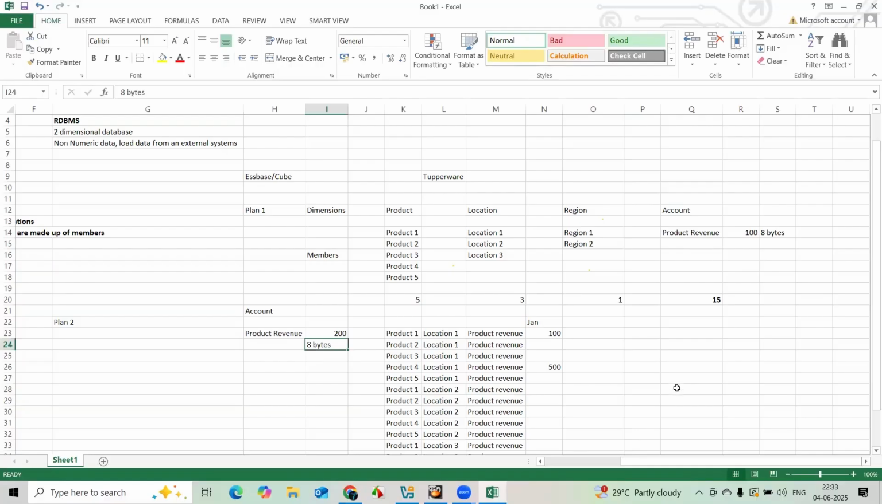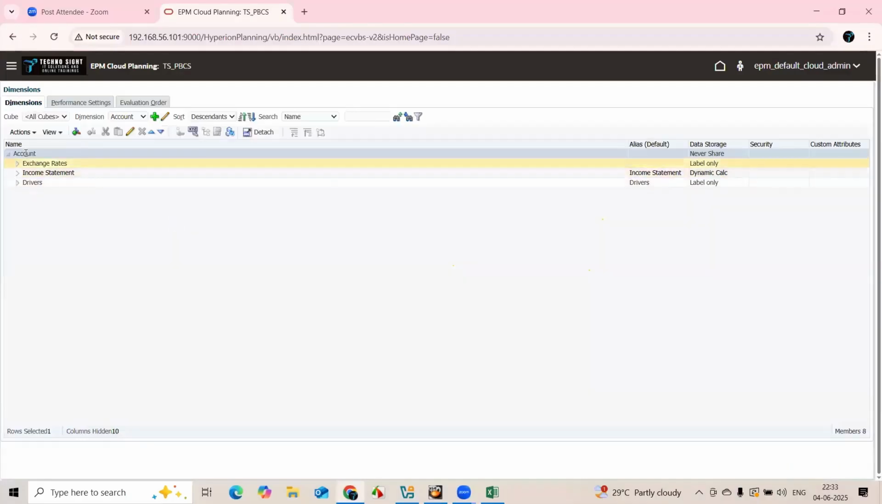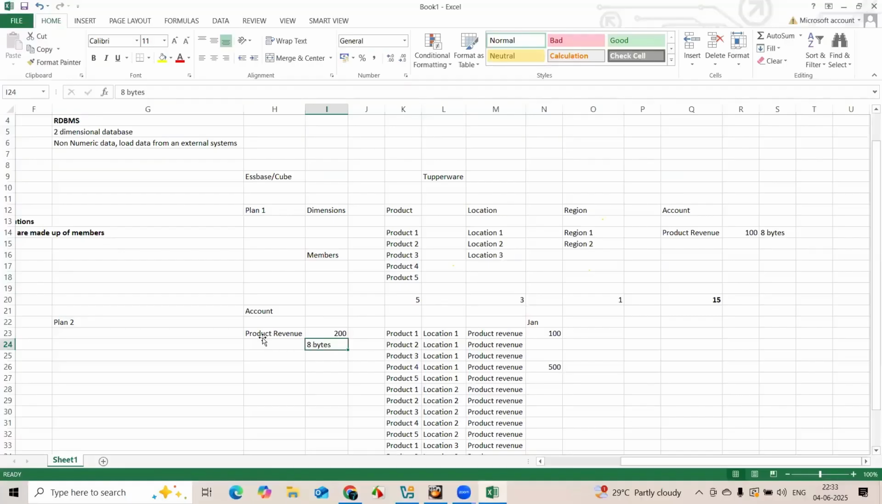If members are taking the memory bytes in a particular Plan 1 or Plan 2, where will the storage of dimensions be taken? That's what I'm saying. You will not be inputting directly in the account dimension. For example, product revenue is 200, and in services revenue you have inputted 300. It has consumed 8 bytes of data here, and 8 bytes of data here. So how many bytes has it consumed? An overall of 16 bytes.